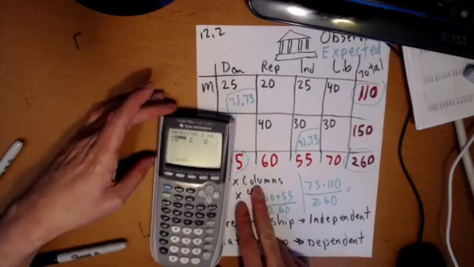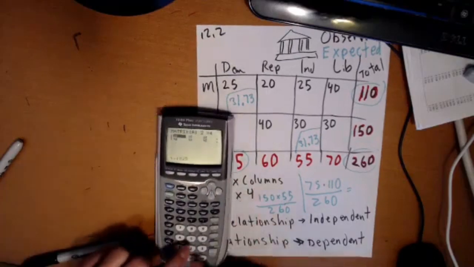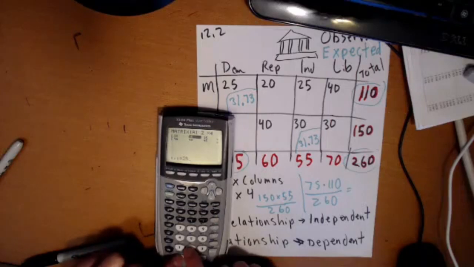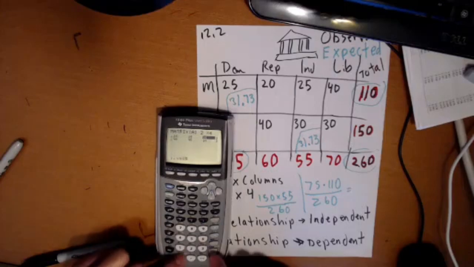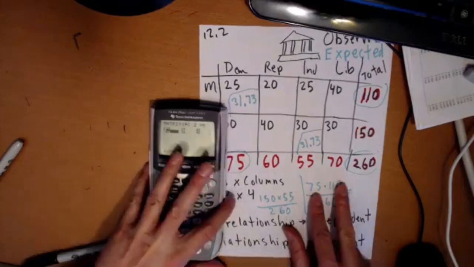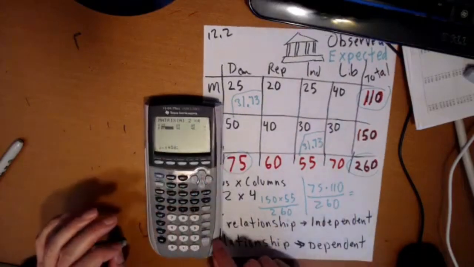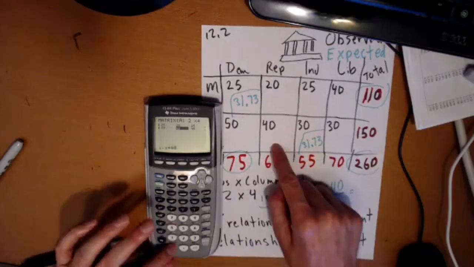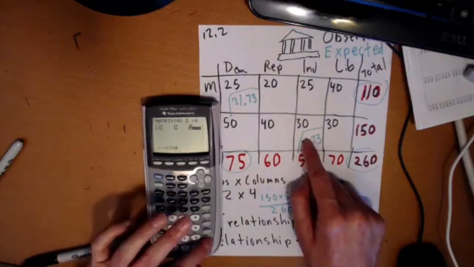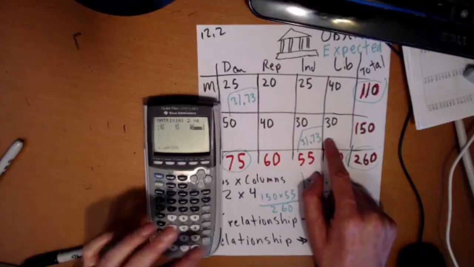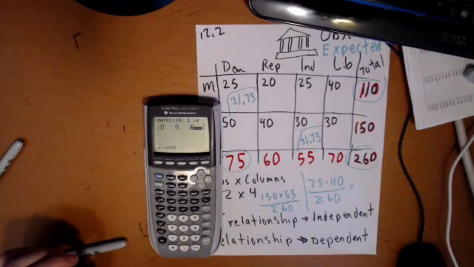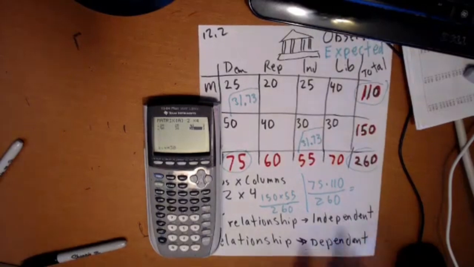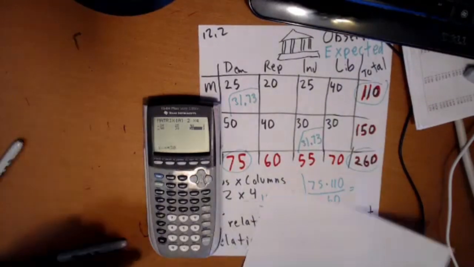And now I can just input the data. So 25, enter, 20, enter, 25, enter, 40, enter. It goes to the next line. 50, enter, 40, enter, 30, enter, 30, enter. Okay, I'm going to pretend like you can see that okay. Okay, so now I have all of that in matrix A.